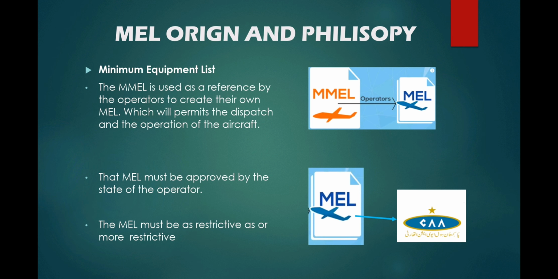Once the MEL is created by the operator, it should be approved by the state of the operator, for example FAA, ICAO, etc. I hope now you understood the difference between the master minimum equipment list and the minimum equipment list. So let's go to another part of this presentation, that is the MEL structure.